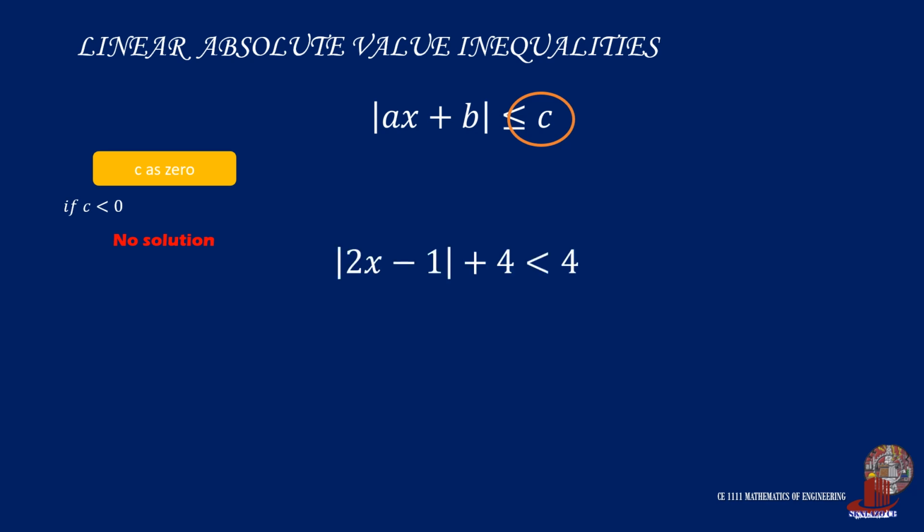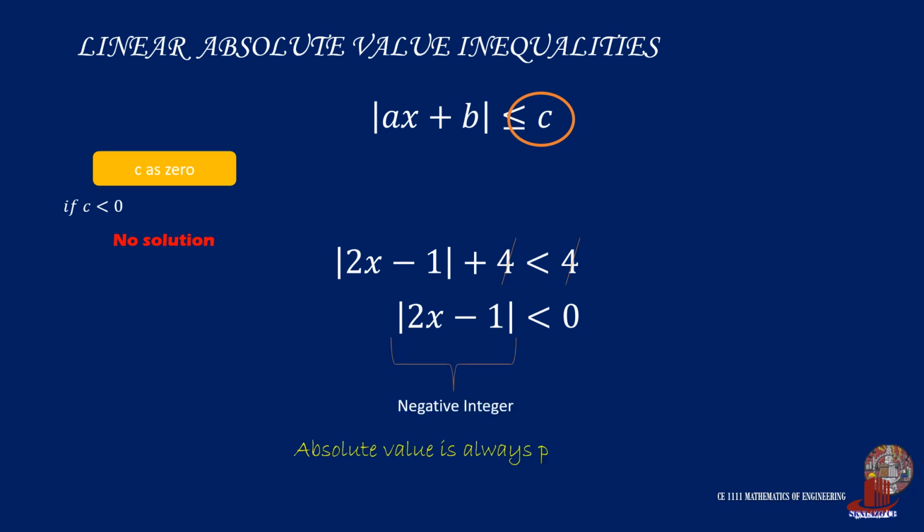If we have the absolute value of 2x minus 1, and this is increased by 4, everything is less than 4, simplify the inequality by eliminating 4 to have the absolute value of 2x minus 1 is less than 0. If 2x minus 1 is less than 0, this means that the whole term is a negative integer, and it is in contrast with the description of absolute value that it always results to positive integers. Thus, this inequality doesn't have any solution.